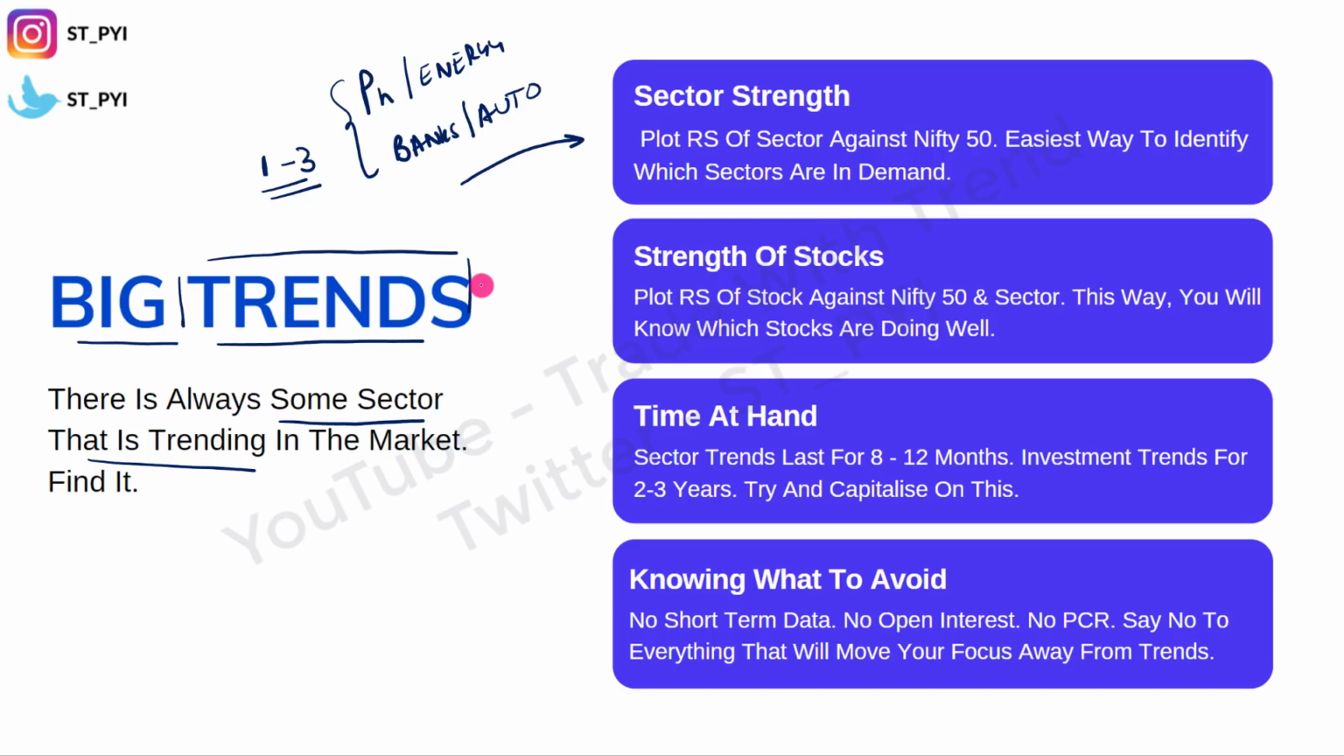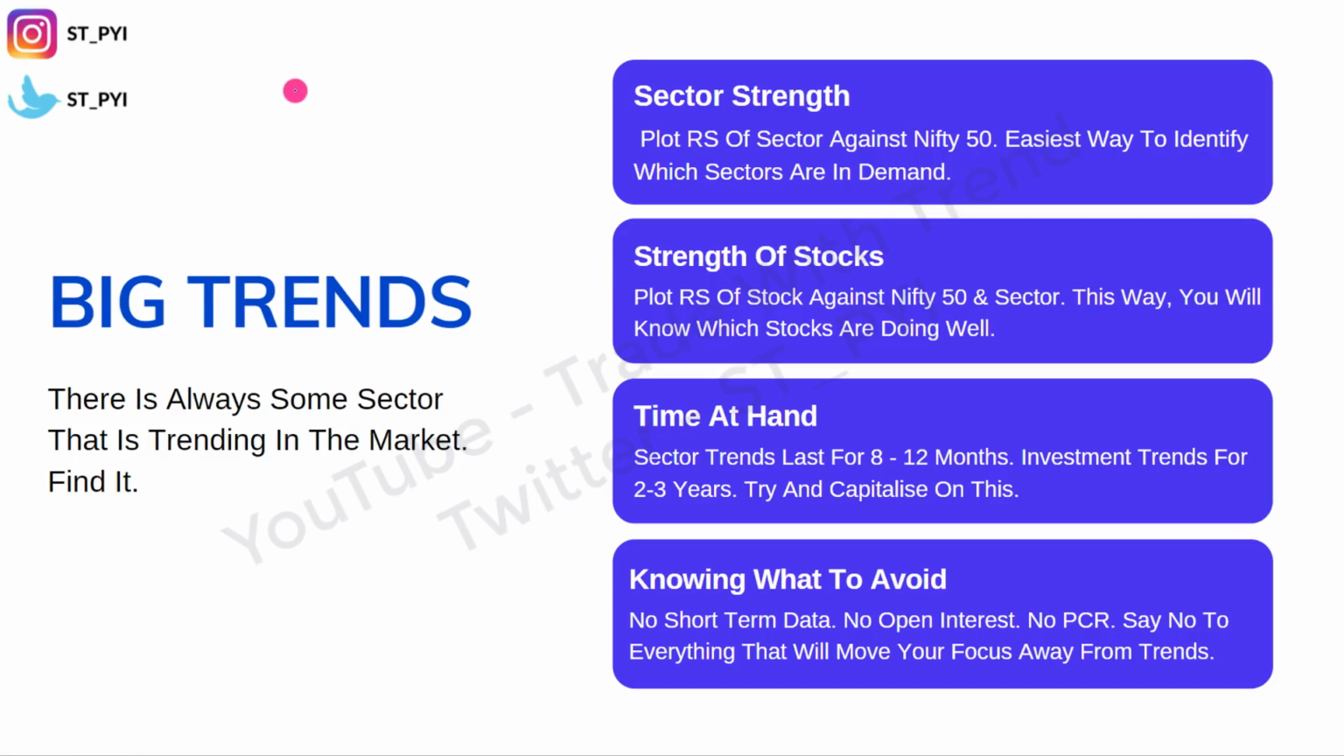There are some specific points I'll tell you as we progress in the video, but keep these important things in mind. The second important point is with respect to strength of stocks. Now, I'll take something like banks as an example. If you are analyzing something like Nifty Bank currently, the first step you will do is plot Nifty Bank against something like Nifty 50. This will be relative strength.